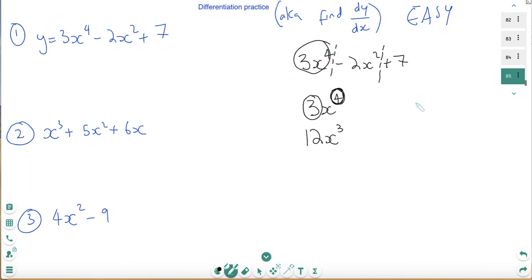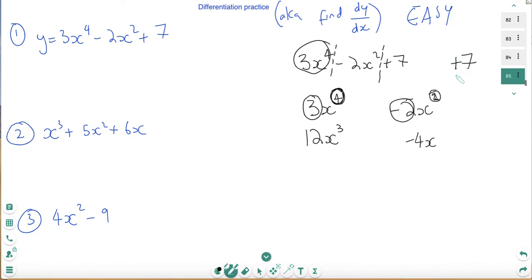Let's look at the second term, minus 2x squared. Same thing, multiply your indice by your coefficient. Minus 2 times 2 is minus 4x, and subtract your indice by 1. So 2 minus 1 is 1. So minus 4x to the power of 1, but we don't need that power of 1. So far, we have 12x cubed minus 4x, and let's look at that last one, positive 7.